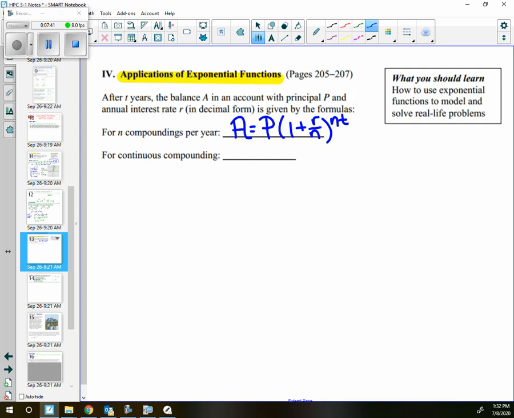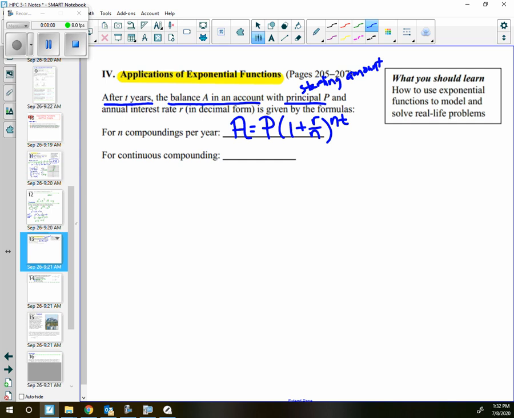So it says after T years, so T is time in years, the balance in your account. A is the account balance, like how much is in your account. Principal P, what's the principal? That's the starting amount. That's the amount that you start with in your account. So like if you open your savings account with $100, it would be the $100.